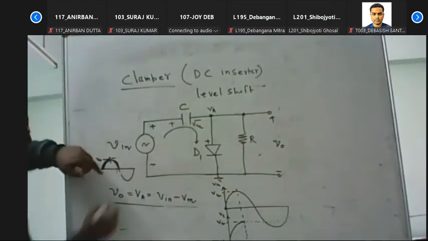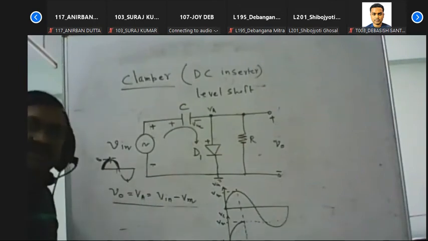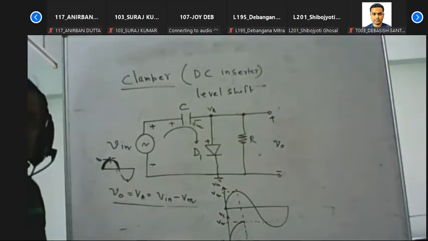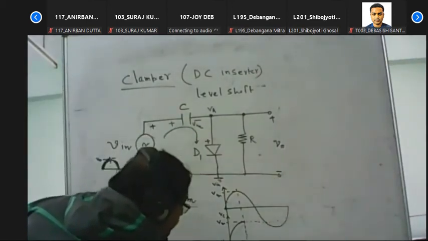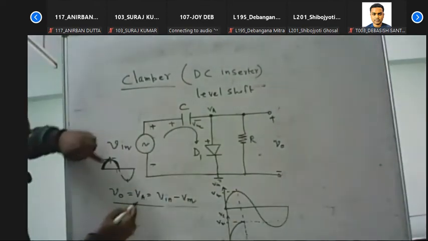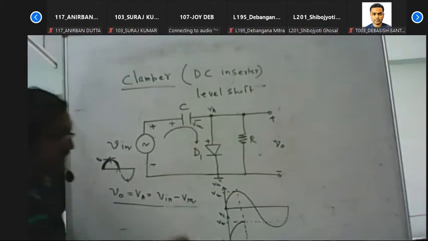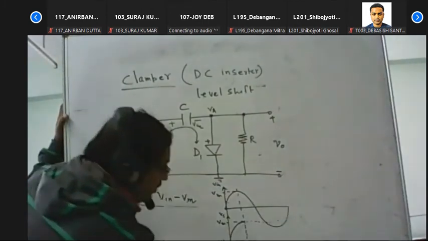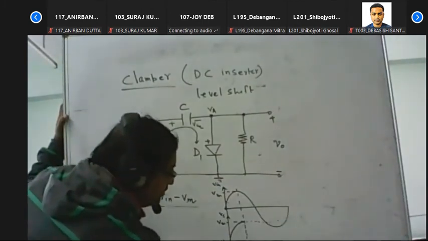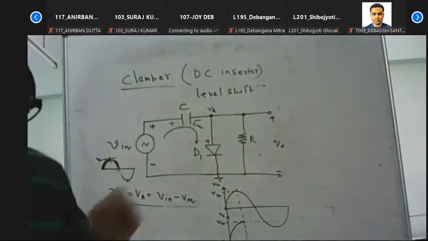Then when the input signal is minus Vm, the maximum value is minus 2Vm. So this is minus 2Vm. The minimum value of the output signal is minus 2Vm, and the maximum value of the output signal is 0. So we get this type of waveform. The minimum value is minus 2Vm, the maximum value is 0. In that way we get the output waveform.